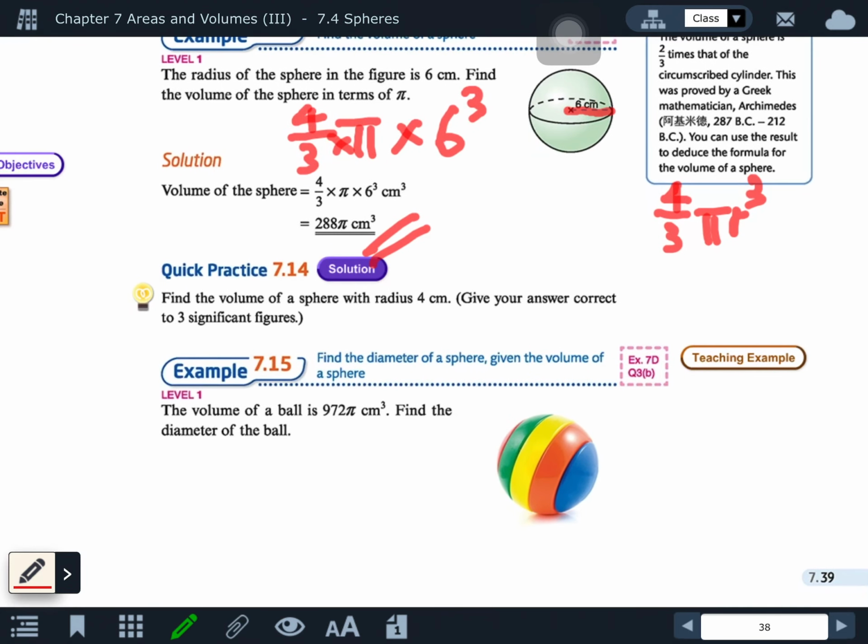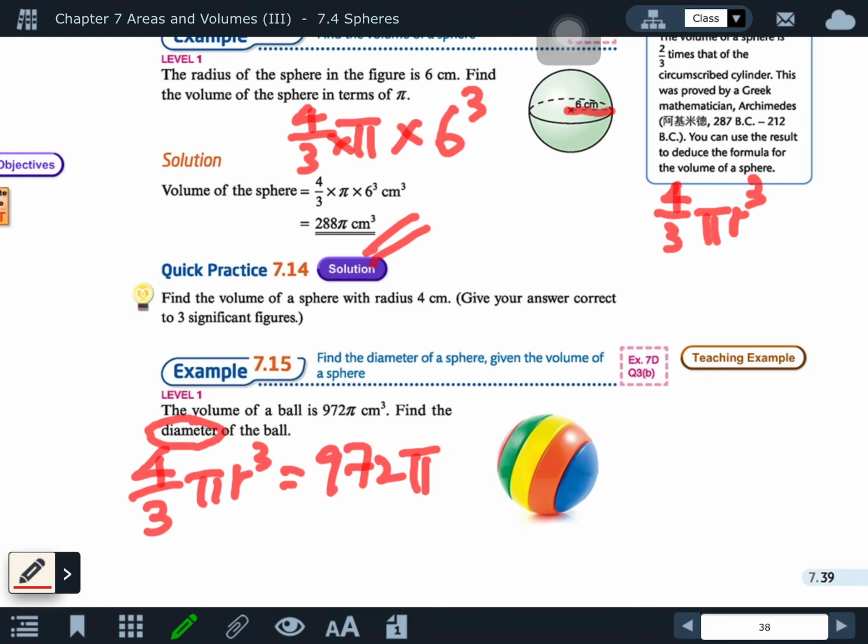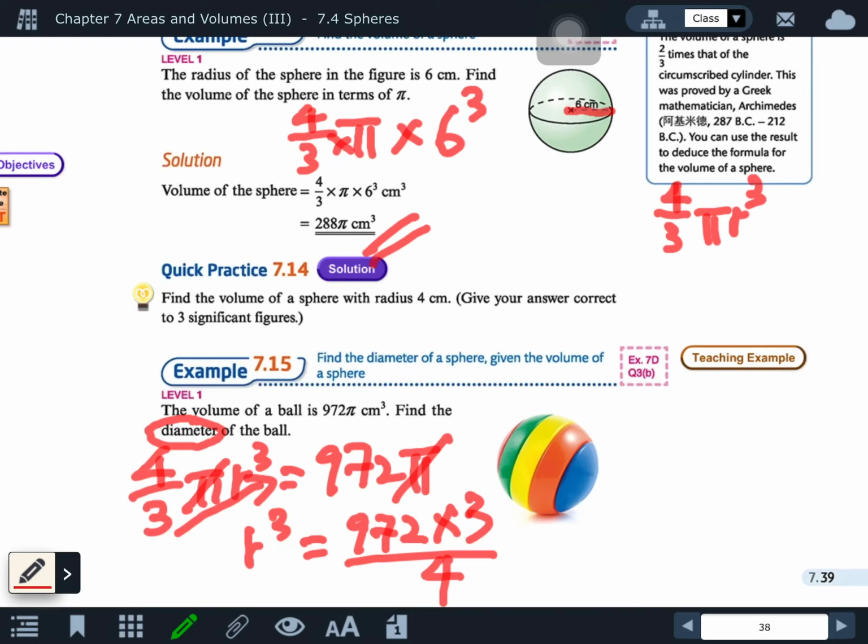So for example 7.15, we do the same thing. We just apply this formula directly. 4/3 pi r cubed equals 972 pi. But remember, we need to find the diameter, so we find the radius first. Okay, we cancel the pi on both sides, and then r cubed equals 972 times 3 divided by 4, because when I move this to the other side, multiplication becomes division, and division becomes multiplication.